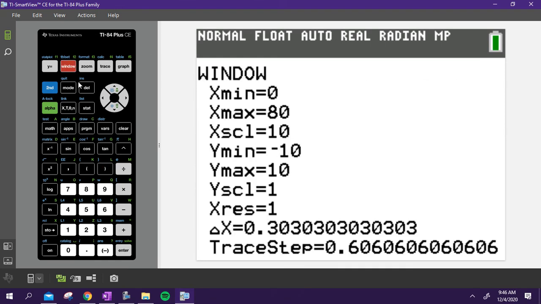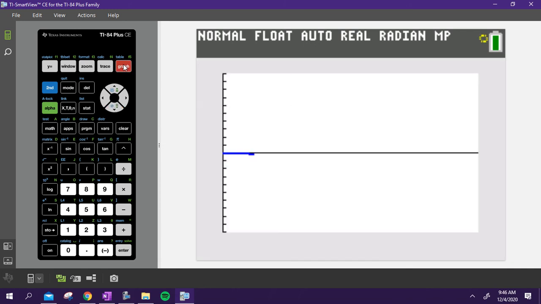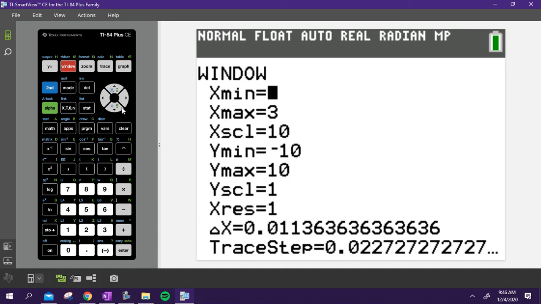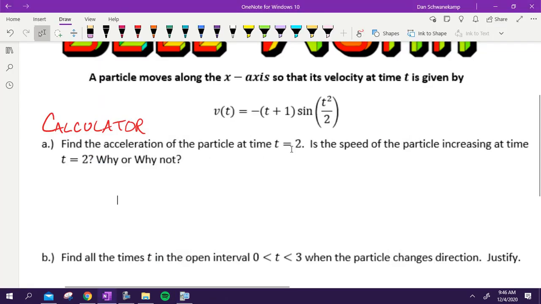The window they asked for, I think on the next question, I'm just going to go from 0 to 3, I think is all we need. So I'm just going to put it to 0 to 3 now. Cool, there's my graph. I don't know if that really does a whole lot for us, but it's there. Okay, they asked two questions. Question number 1 was, what is the acceleration?